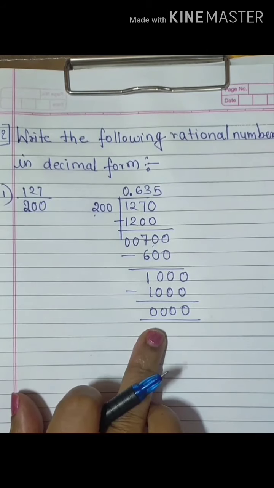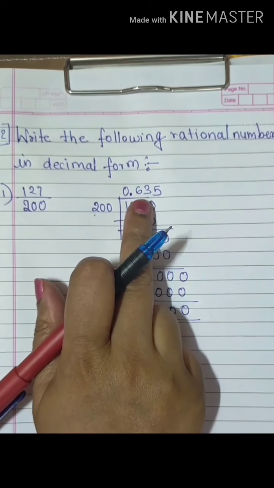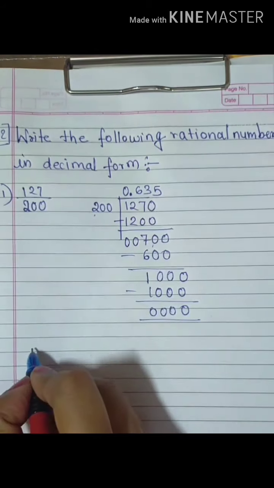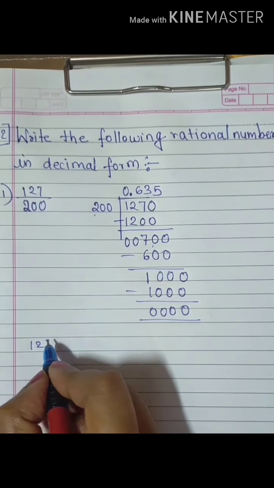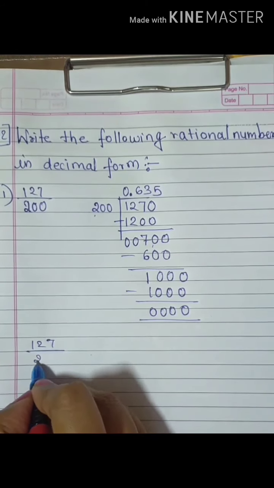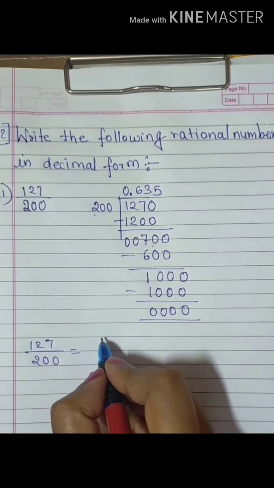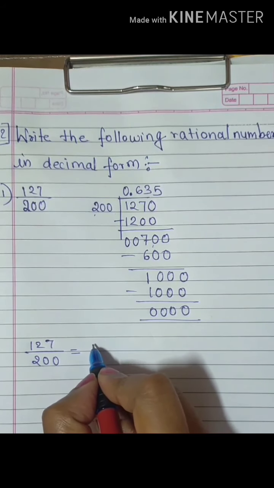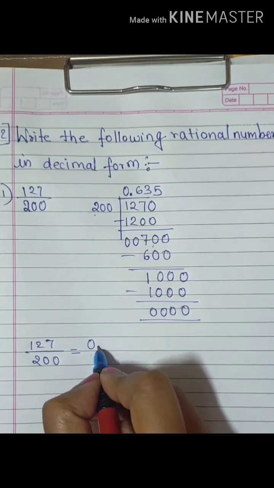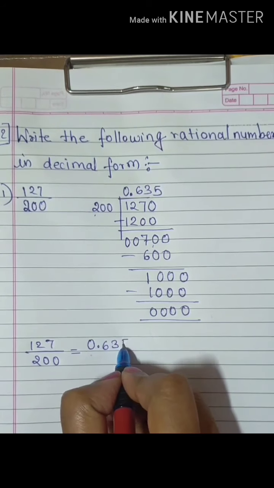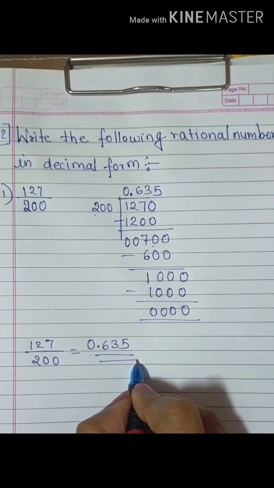We got the answer, that is 0.635. So 127 upon 200 in decimal form is 0.635.